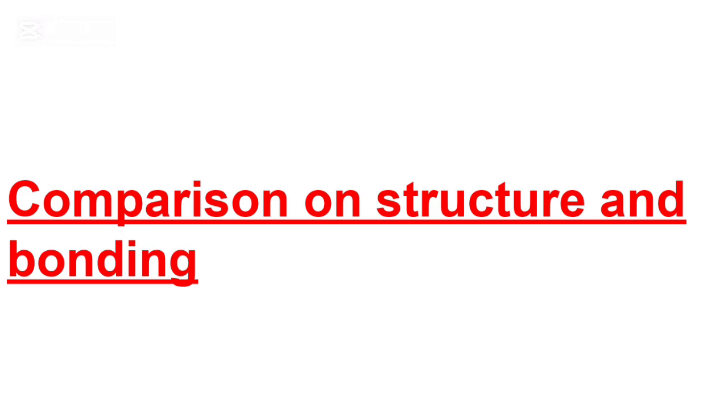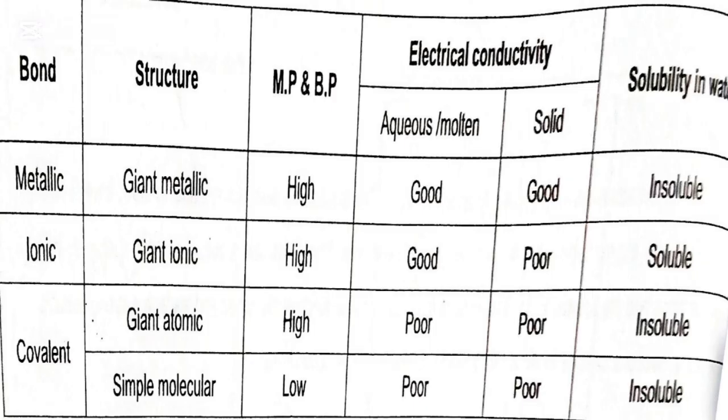Comparison of structure and bonding. Looking at the table, we have bond type starting with the metallic bond. Metallic bonds form a structure called the giant metallic structure. Their melting and boiling points are high. Their electrical conductivity in both aqueous or molten and solid states is good. Then solubility in water, a metal is insoluble in water.